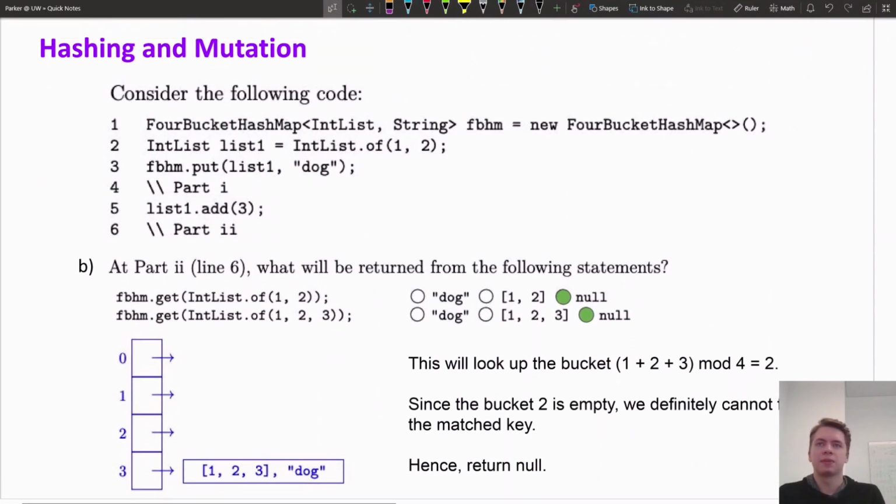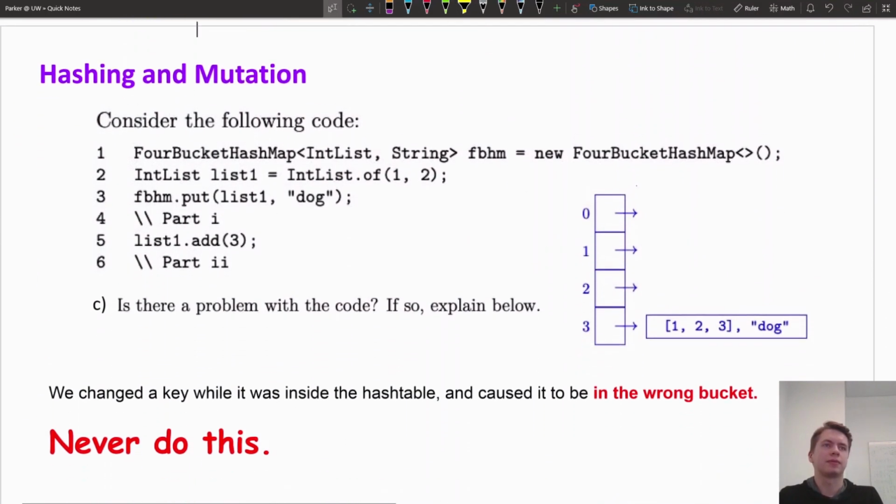And then when we try to get the int list of 1, 2, and 3, we look at bucket 1 plus 2 plus 3 mod 4, which is equal to 2. Bucket 2 is empty, so there is no matching key, and we also return null, even though there's a list containing the values of 1, 2, and 3 in our hash table.